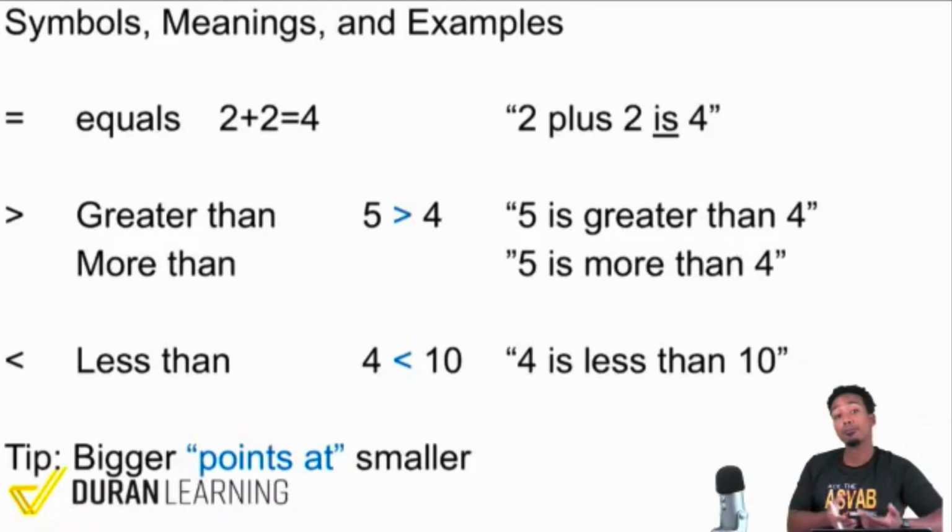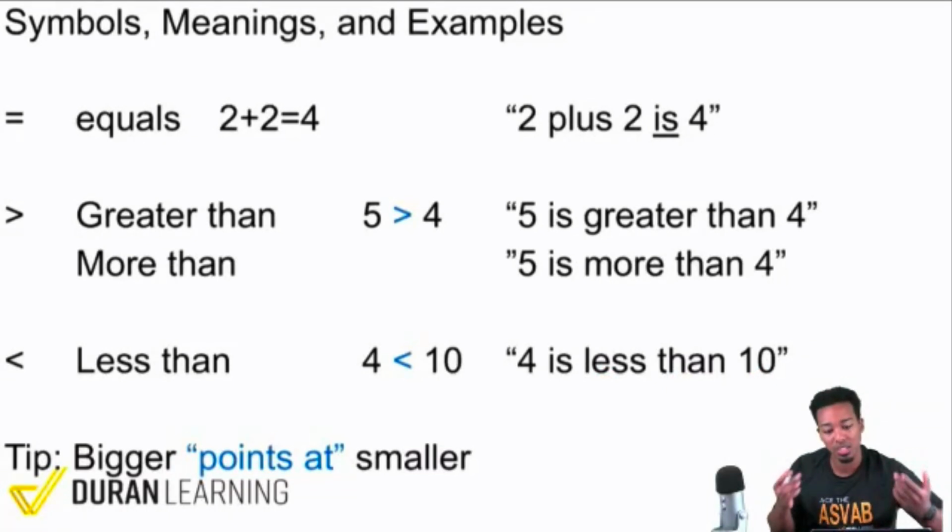But if you flip it the other way around, right here, you have less than. And so 4 is less than 10. This right here, with the arrow pointing toward the left side, means that the smaller number is on the left. 4 is less than 10, which is a true statement.